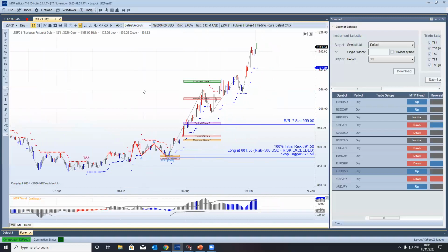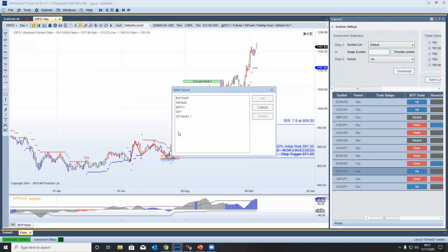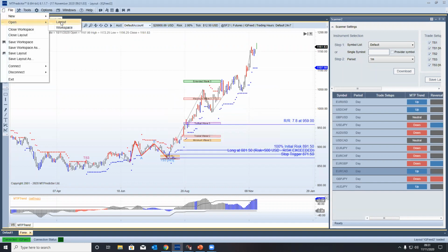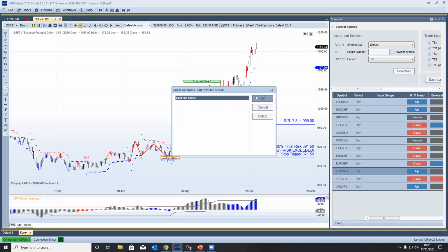Right, does anyone want to look at any more Forex charts? I've had to skip through, and there's not many of much interest, because a few of you want to look at gold. So I think what I'll do is just try to open gold. Whoops. I want a workspace, not a layout, don't I? Gold and crude.